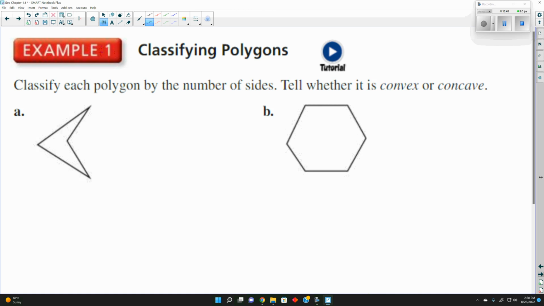So let's look at this first one here. We're going to classify each polygon by the number of sides. So it's not talking about vertices. We're talking about number of sides. So this side here, if I draw a line and extend it out, does it go into the figure? So this here would be?